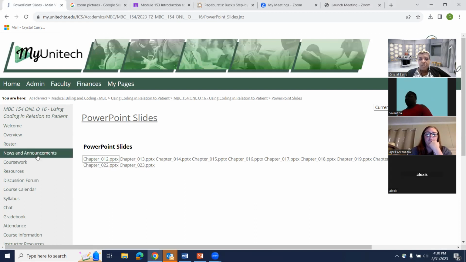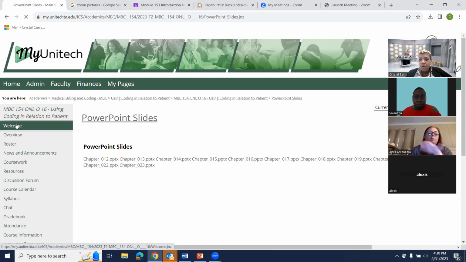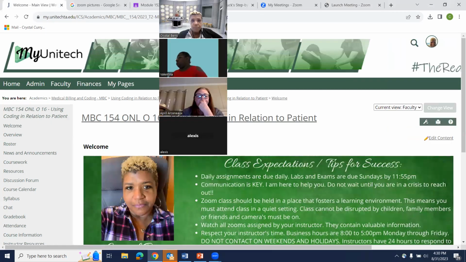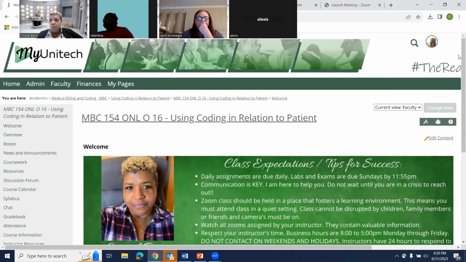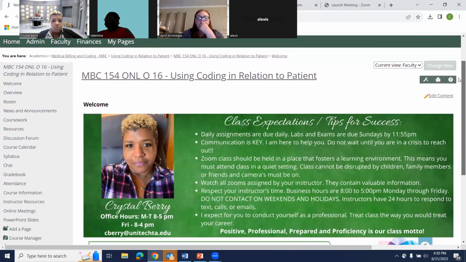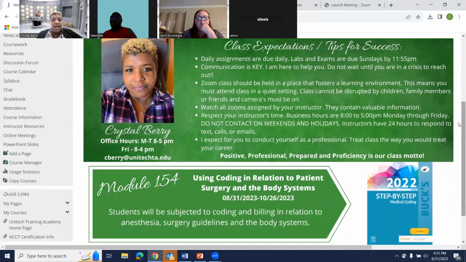Can you all see this gray section over here? When you log into your module, either 154.14 or 154.16, the first thing you click on is going to be the welcome. The welcome shows the class expectations and tips for success. Please read through this. It tells you when this module starts, which is today, module 154.